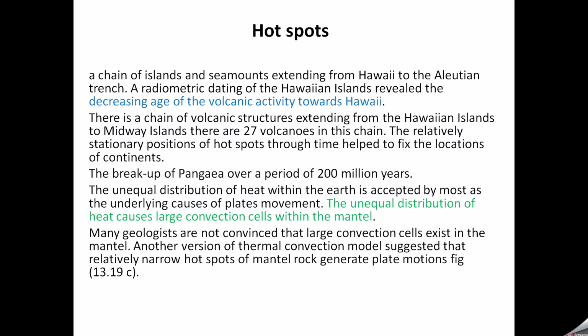Hotspots are one of the mechanisms of the uneven distribution of the heat in the Earth's interior. And here, they discovered those hotspots where they find decreasing age of volcanic activity towards Hawaii.